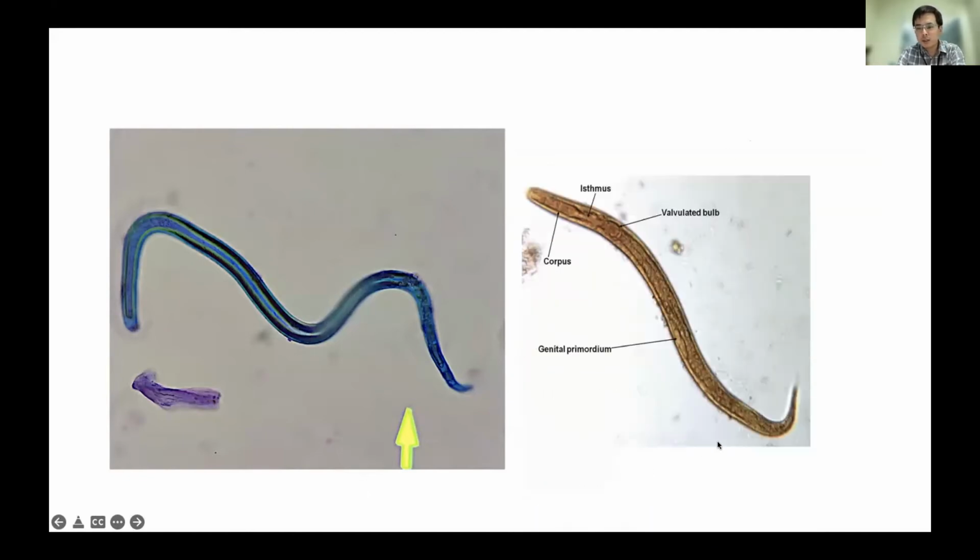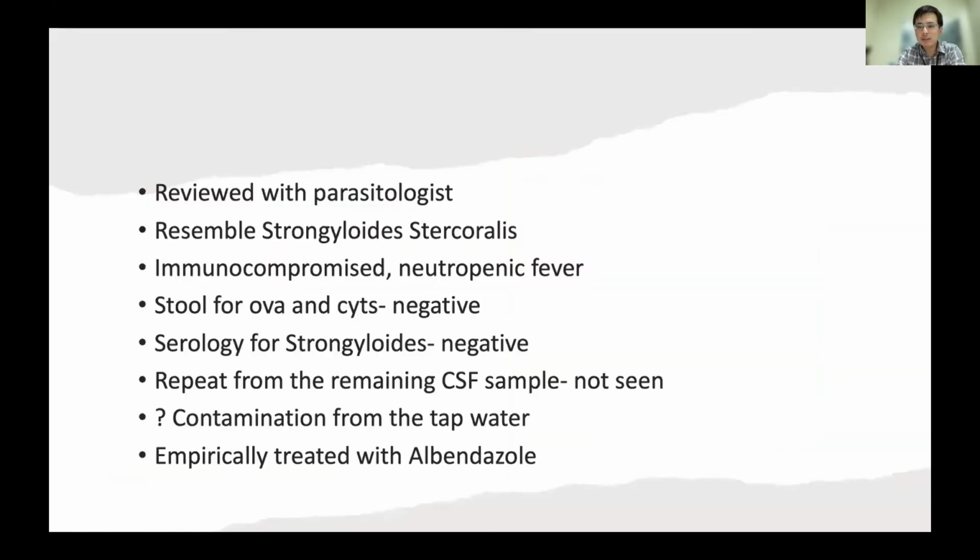I'll put a picture of this. If you can appreciate, the details of the intestine actually look the same. This slide was reviewed with a parasitologist colleague, and we agree that this nematode looks like Strongyloides stercoralis. In view that this is a patient who is immunocompromised and having neutropenic sepsis, we suggested the clinician send stool for ova and cyst, as well as serology for Strongyloides. But both of these turned out to be negative.